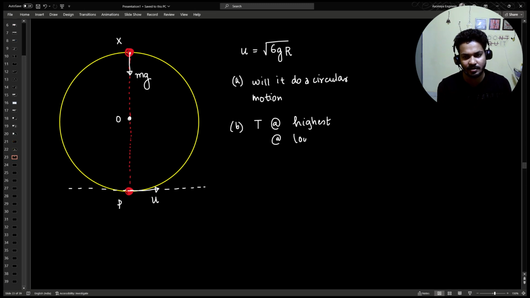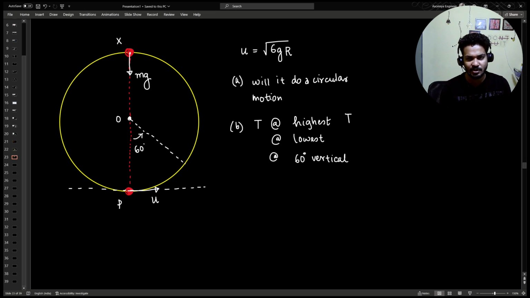Next part is, find me the value of tension at the highest point and also at the lowest point. If it's doing circular motion, that means the string will have tension. So at the highest point, how much is the tension, and at the bottommost position, how much is the tension? Or also find me the tension at an angle of 60 degrees with the vertical. Find out tension at all these locations, so T1, T2 and T3. Figure out all these values.